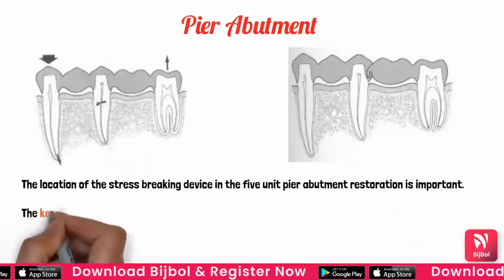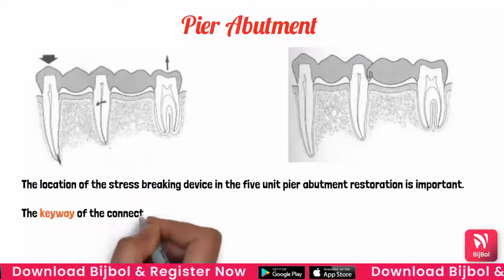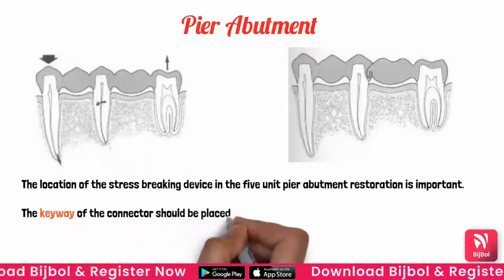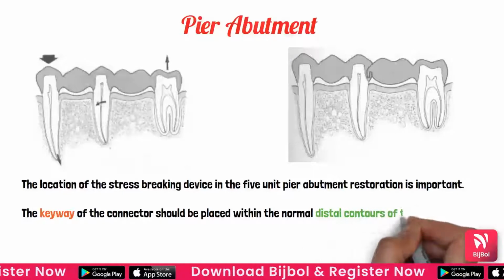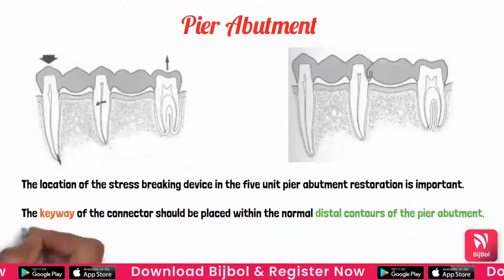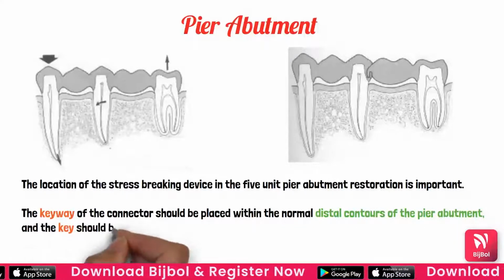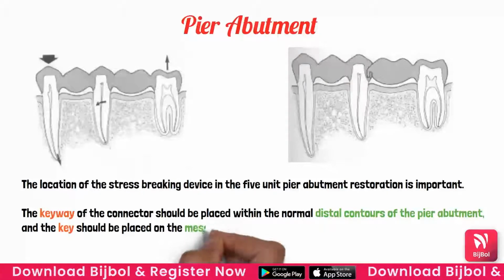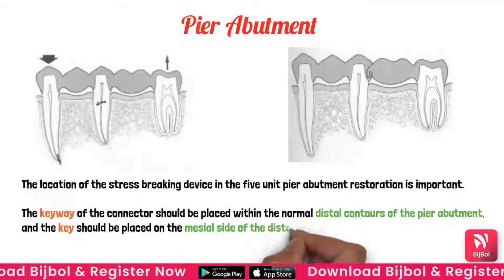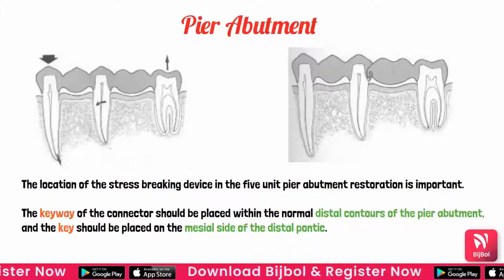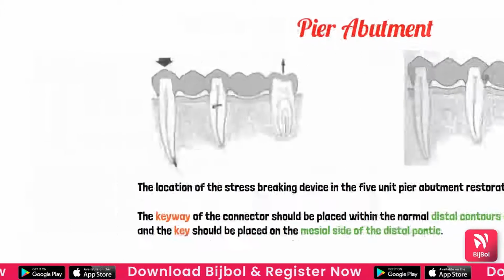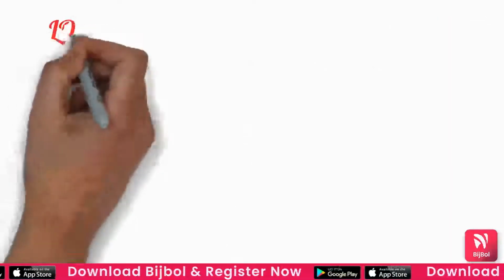The usage of a non-rigid connector design provides a stress-breaking mechanism for this pier abutment, such that we are not overloading it. Here, the keyway of the connector should be located within the normal axial contours of the pier abutment, and the key should be placed on the mesial side of the distal pontic. That is one important point to know when doing pier abutment scenarios.